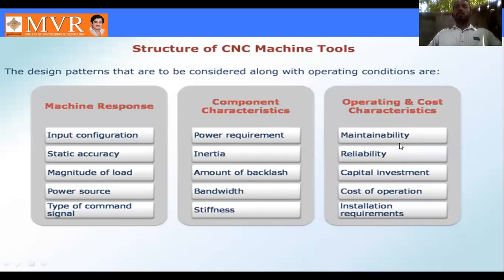First one is maintainability. Maintainability is very important. That is the first point in operating and cost characteristics. Second one is reliability. That is the main point here. Third one is capital investment. Investment is also very important for CNC machine tools. Next one is cost of operation. How much does the operation cost? That is also very important.